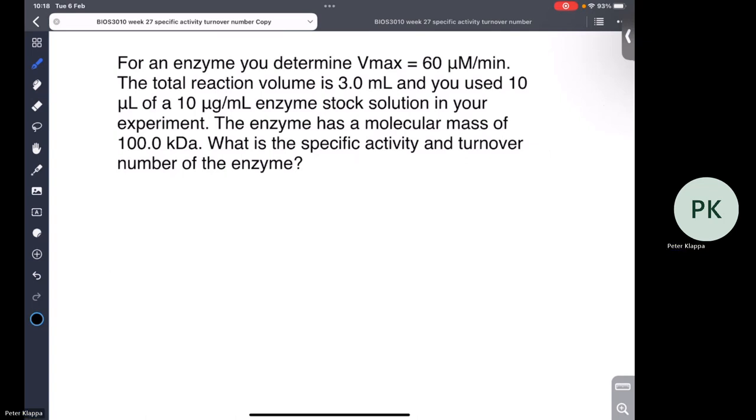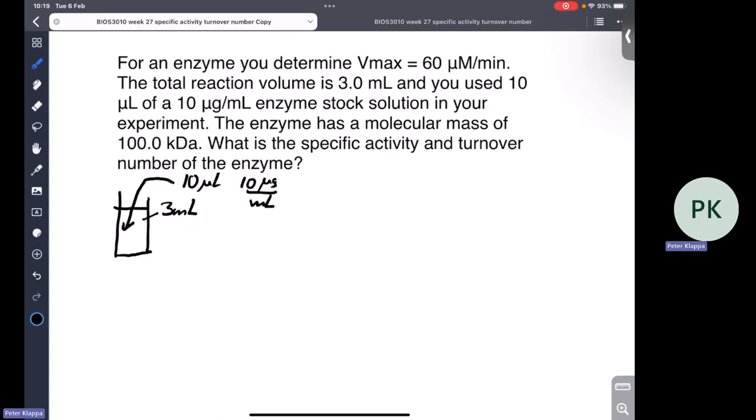So what do we do? First of all, we have our reaction chamber, cuvette or Eppendorf tube or something like that. And we have got a total of 3 milliliter. And in this one, we put 10 microliter of a 10 microgram per milliliter enzyme solution. That is basically what we have here. Okay, make sense? So far, not terribly complicated.